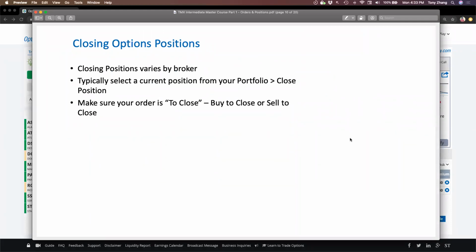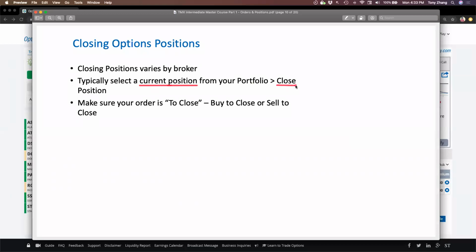So now let's talk a little bit about closing positions. So let's say you take all those steps to enter a position, whether you're buying a call option or you sold a covered call. When it comes to closing your positions, this is really where it varies from broker to broker. So that's why I can't provide you with a screenshot, because each broker is a little different. But effectively, with most brokers, how you go about selecting or closing a position is you typically go to your positions tab within your broker's platform. And what you can do is select your current options position from your portfolio.